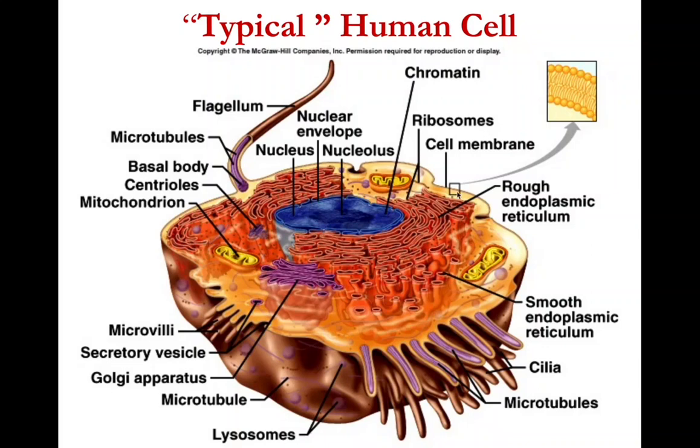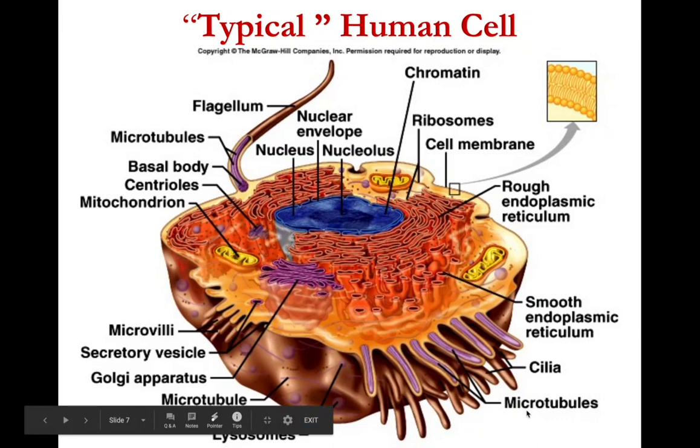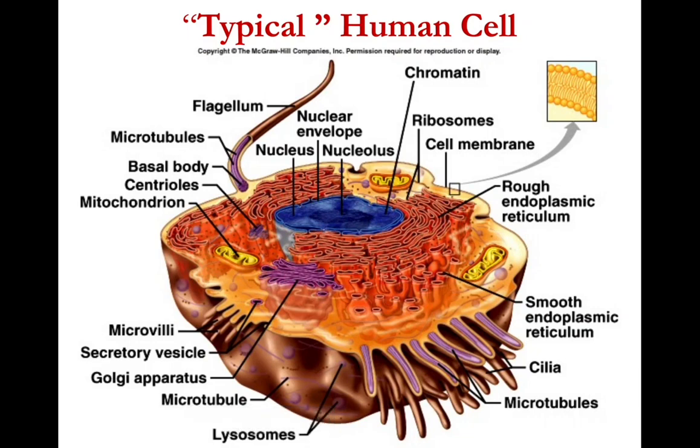You're going to have the cell membrane on the outside, ribosomes, your smooth endoplasmic reticulum and rough endoplasmic reticulum, depending on whether or not it has ribosomes on the surface, mitochondria and centrioles, and basal bodies. Microtubules can make things like the flagellum. You can have microvilli, secretory vesicles, your Golgi apparatus, microtubules, lysosomes, and then your microtubules can also make up the cilia. So these are some different things that you would see in a typical human cell.